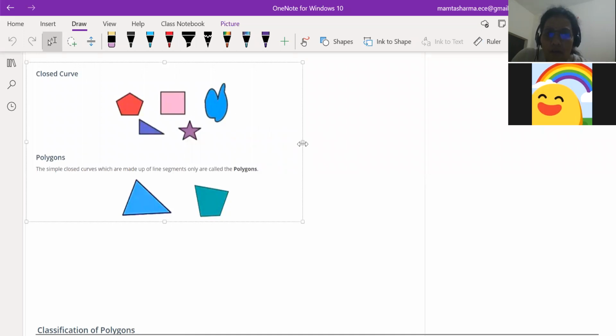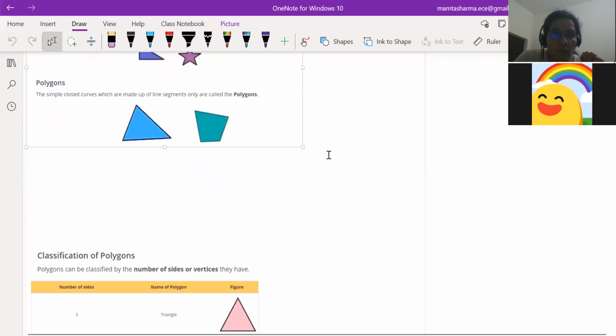There may be 3 line segments. So tell me, what is the minimum number of line segments? 3, ma'am. From a minimum of 3 line segments, we can make a polygon. If we are having only 2 lines, we cannot make a closed polygon. It would be of open type, and that wouldn't be considered a polygon. So for drawing a polygon, we should have a minimum of 3 line segments.